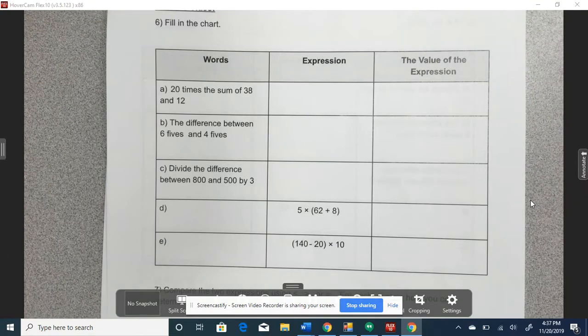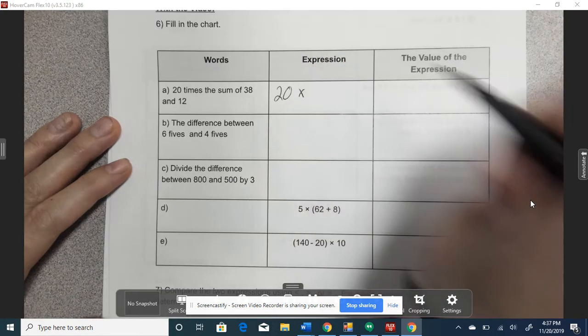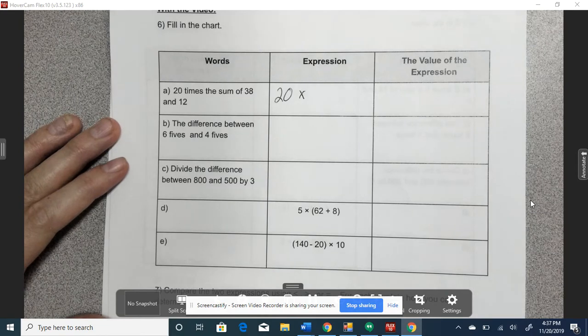So now we're going to be writing numerical expressions and finding the value of them. We're going to start with A, 20 times the sum of 38 and 12. Well, I know 20 times means 20, multiplication sign. The sum is the answer to an addition problem. So I know I'm going to be adding, and I'm going to be adding 38 and 12. But sum means answer, and I need to find the answer to 38 plus 12 first.